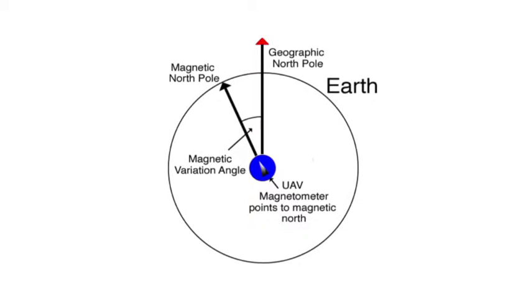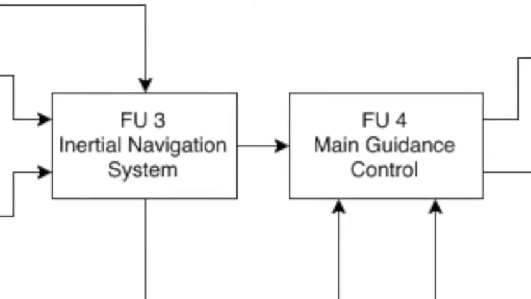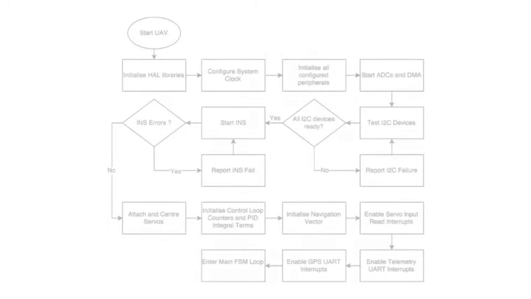And then because the magnetometer points to magnetic north and not the geographic north pole, you have to do the compensation in the INS by using the magnetic variation angle from the GPS. So then all this information from the INS system goes on to the main guidance control, which, like I said, is the main function of the microprocessor.